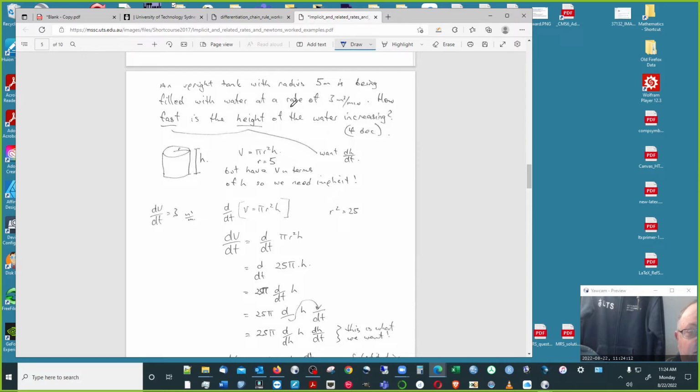So in the question it says an upright tank with a radius of 5 is being filled with water at a rate of 3. Now often a student that's not practiced in doing these will just let that roll by them. But what we want to do is pick up on the language. So we're being given one element of our chain rule. That's how I'd like you to think of it, please. The words are telling us an element of the chain rule.